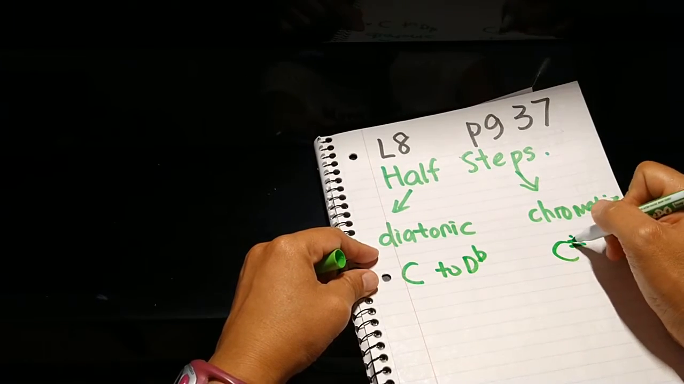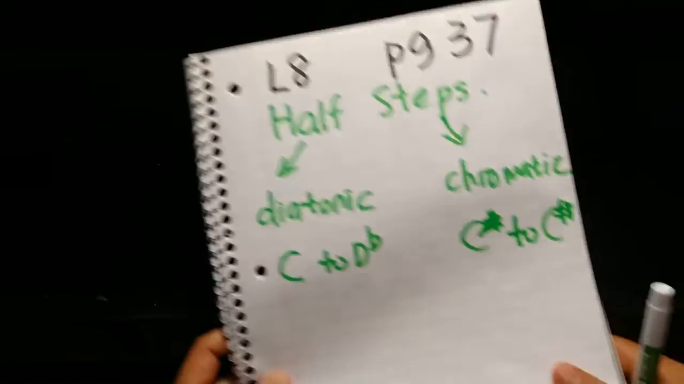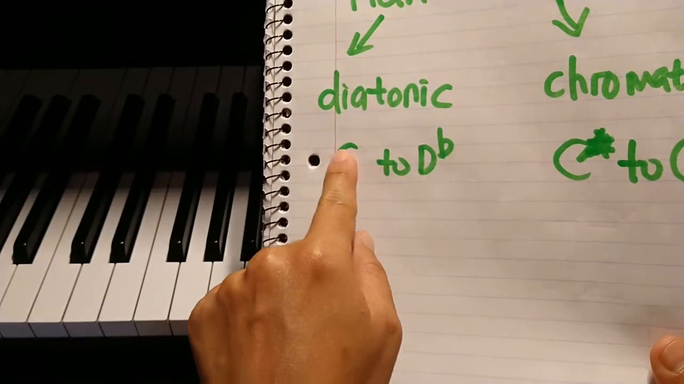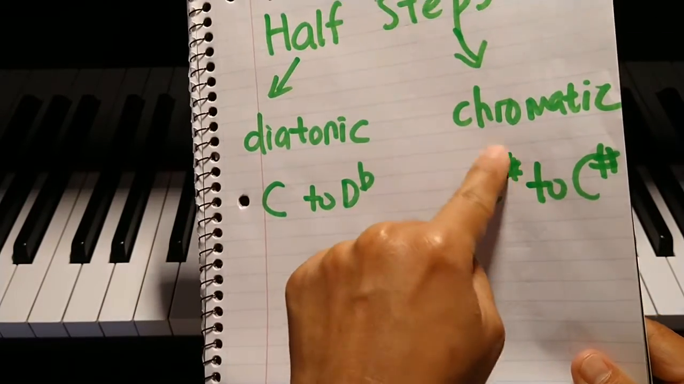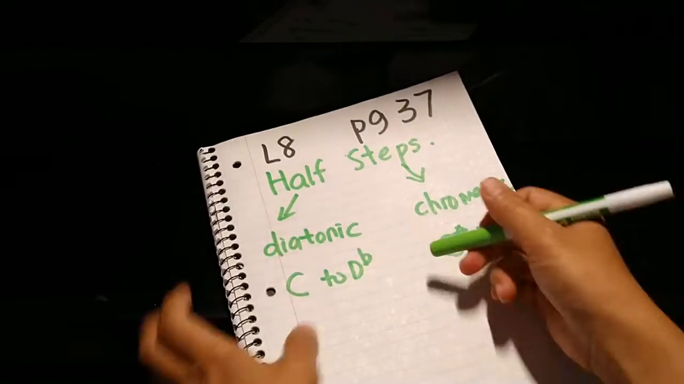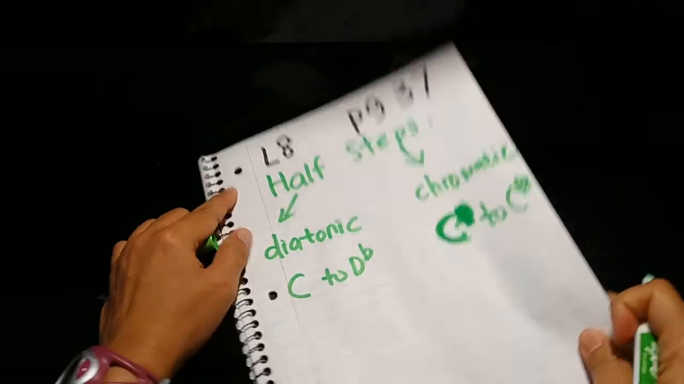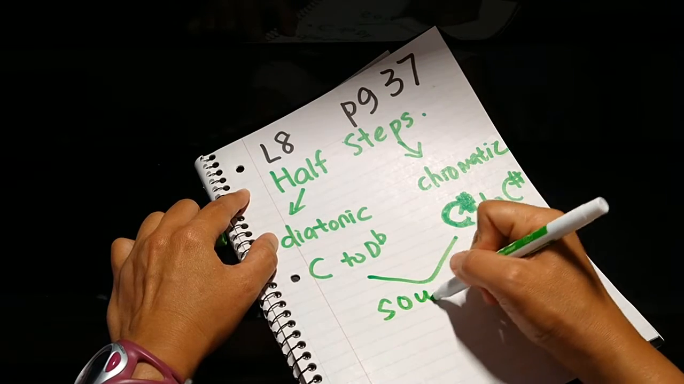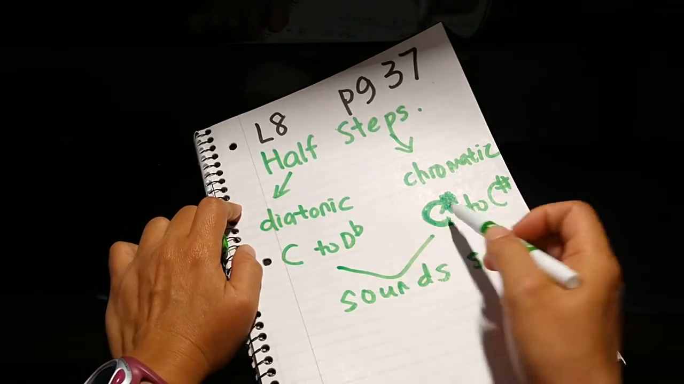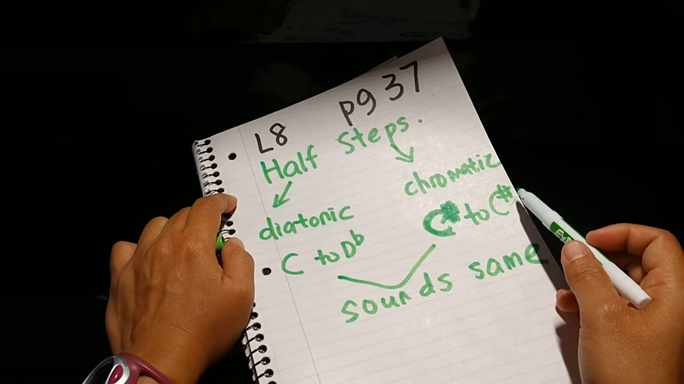On the other hand, if you have C to C sharp, okay, so these two examples sound exactly the same. If I play C to D flat, C to D flat, it sounds the same as, I crossed out this already, sorry, C to C sharp. They sound the same, but because the way this one, this one is nothing here, this is just C, okay? Okay, so they sound the same, but because they are spelled differently, you call this diatonic, you call this chromatic, okay?